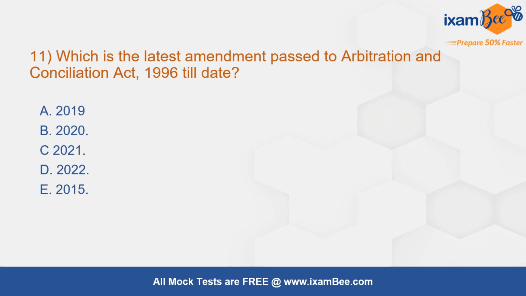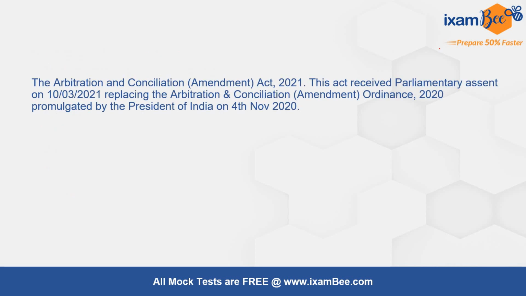Question number 11. Which is the latest amendment passed to Arbitration and Conciliation Act till date? The correct answer is 2021 was the latest amendment, Arbitration Conciliation Amendment Act 2021. This act received parliamentary assent on 10th of March 2021, replacing the Arbitration Conciliation Amendment Ordinance 2020 promulgated by the President of India on 4th November 2020.